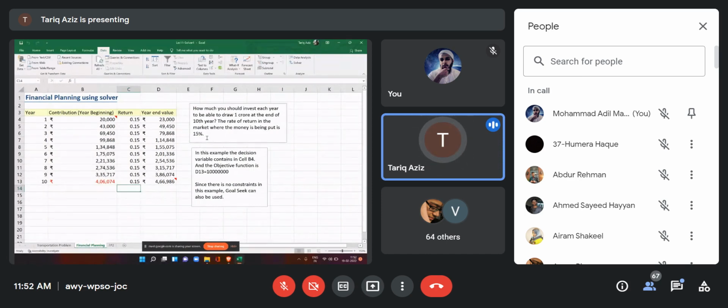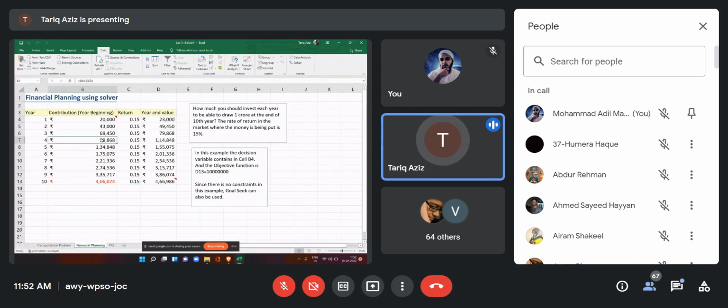The rate of return in the market where the money is being put is 15%. So we are assuming here a rate of return of 15%, and the period of investment is 10 years. So the question here is how much money we should invest every year so that at the end of the 10th year, we should have 1 crore rupees in our hand. And the expected return on investment is already given, that is 15%.